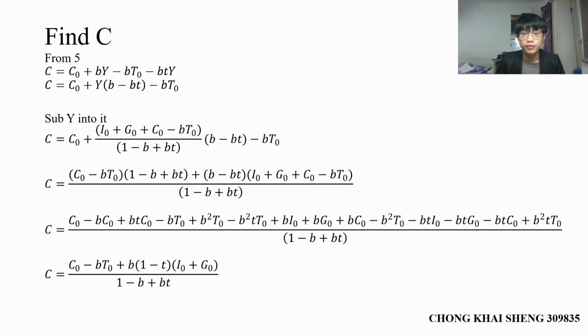To find c, we need to use equation 5. First, we extract the y from the equation of c and substitute the y with the equation that we got before. After changing it to the same denominator, we open the bracket and simplify it to get the final answer c.